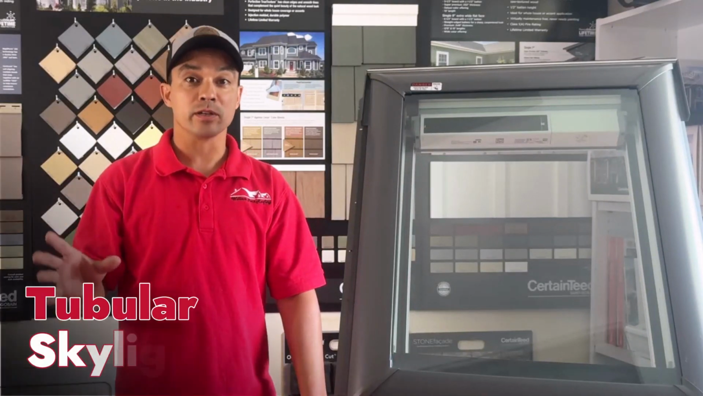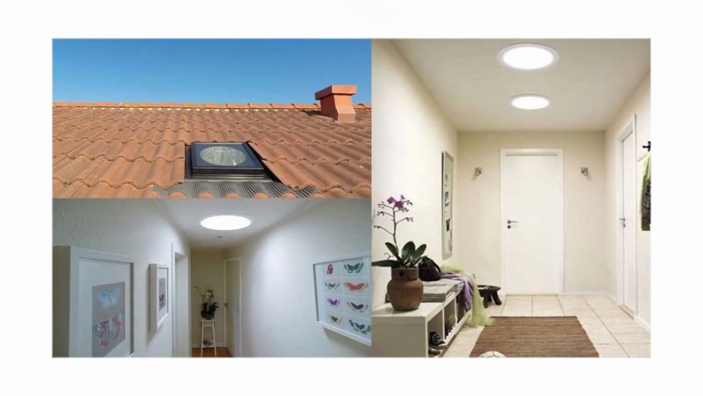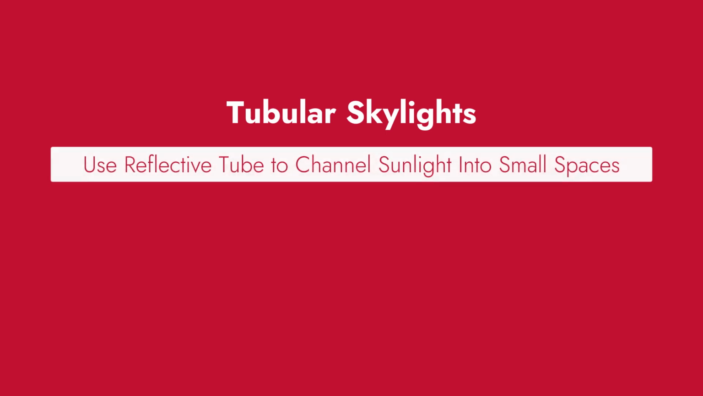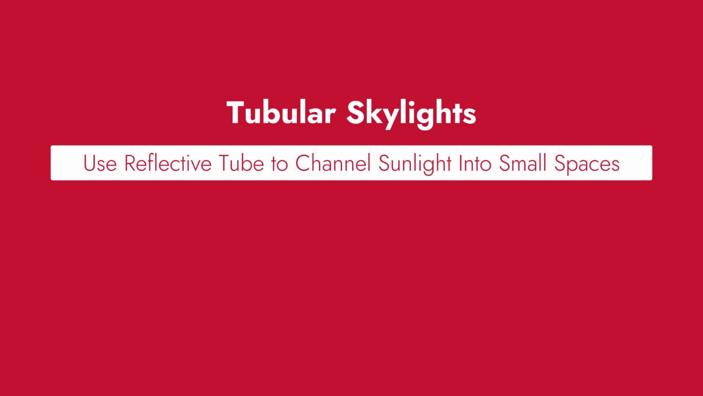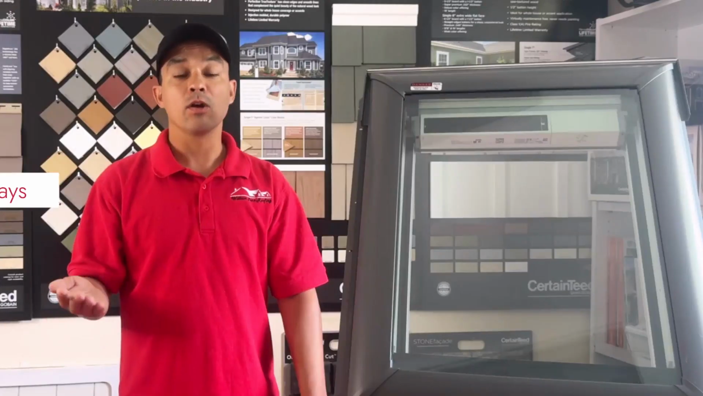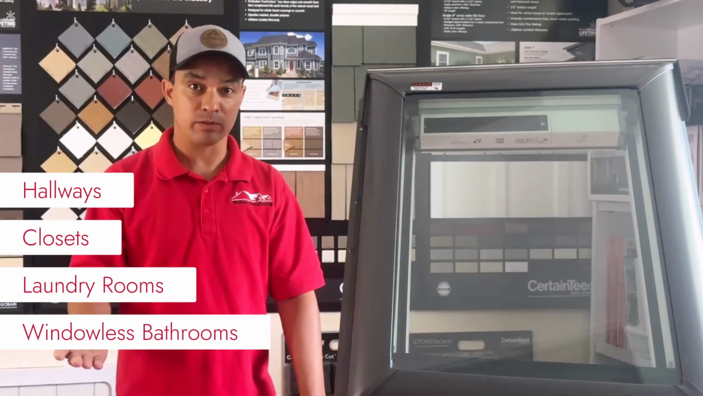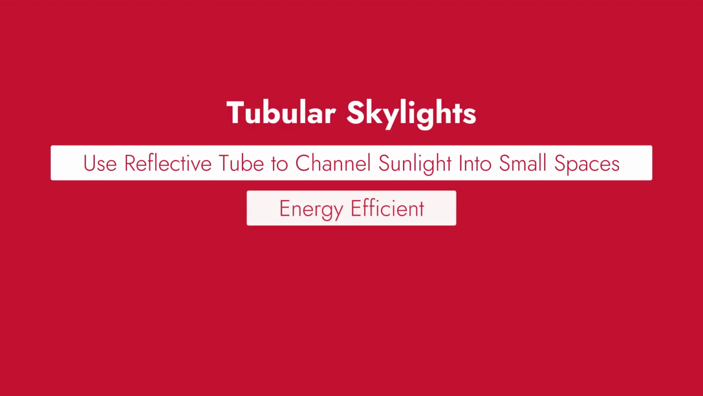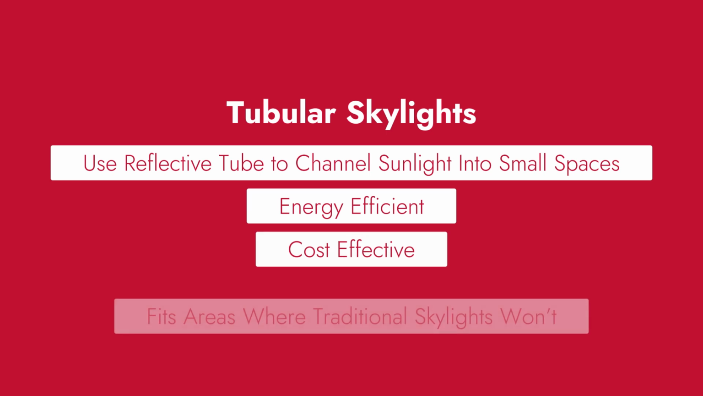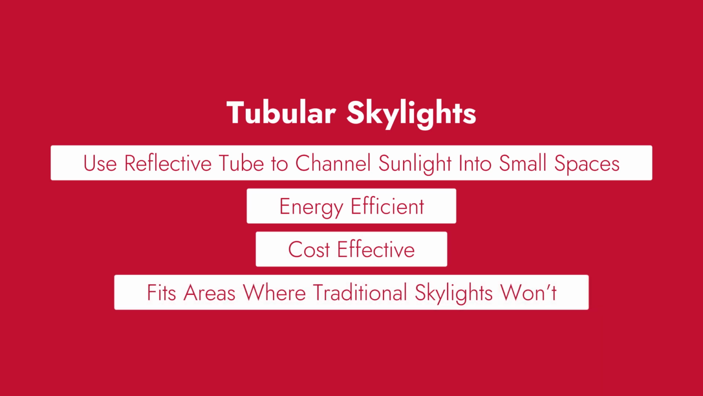Next, we have a tubular style skylight. They're also known as sun tunnels. Tubular skylights use a reflective tube that channels sunlight into small or even tight spaces, like hallways, closets, laundry rooms, or windowless bathrooms. They're incredibly energy efficient, cost-effective, and ideal for a situation where a traditional skylight won't fit.